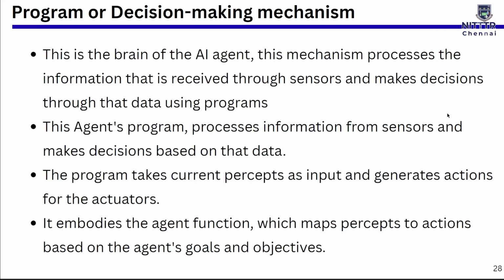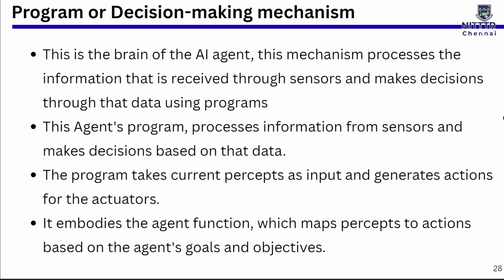Next we will see the agent program, or decision making mechanism. This is the brain of the artificial intelligence agent. This mechanism processes the information received through the sensors and makes decisions from the data using programs. Let's understand how the agent's program executes operations. The decision making mechanism, often referred to as the agent program, processes the information from the sensors and makes decisions based on that data.